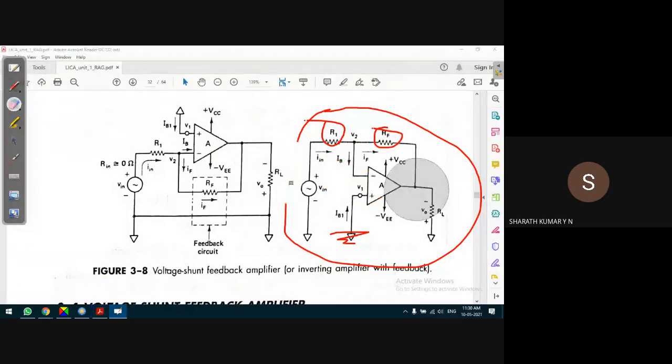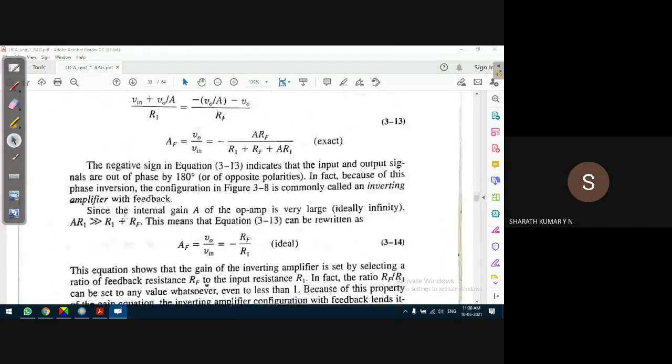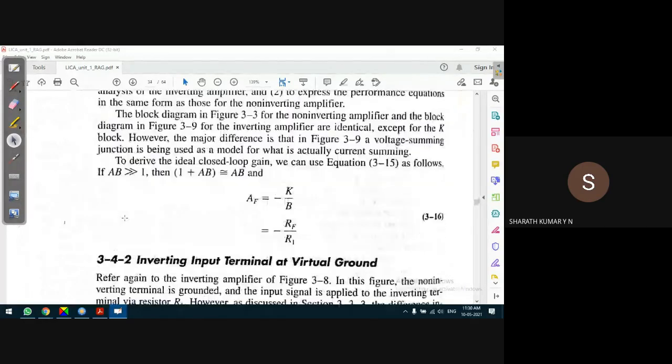This is what is known as that. So the author has explained with respect to this diagram. RL is the load resistance, the load connected to the op-amp output terminal.